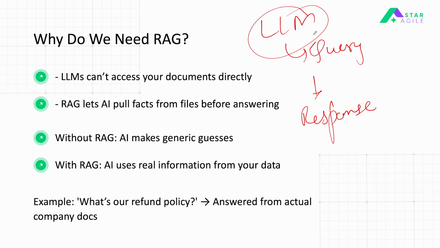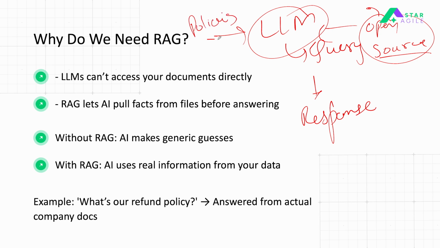Now, if this LLM has been trained on any open source data, then eventually it will know only the facts about whatever is present in this open source data. It will not know any information about that specific company's policies. So there is no information available with the model to understand what the policies of that company are, and hence it will not give an accurate response for the query that we have provided it.